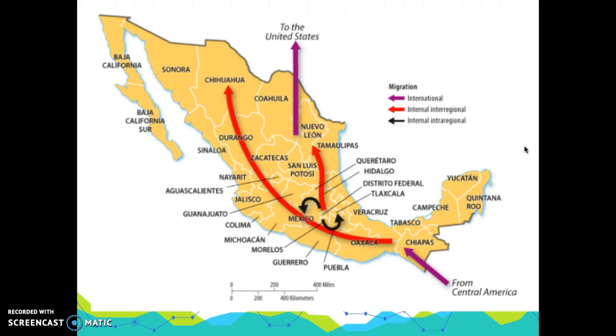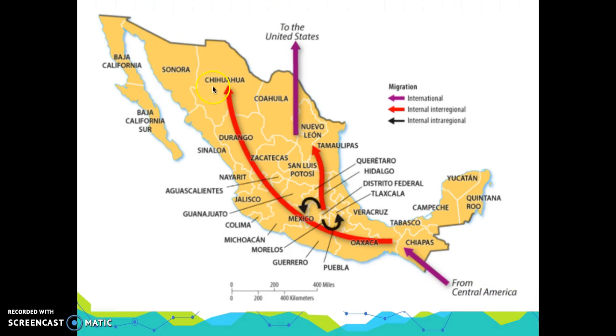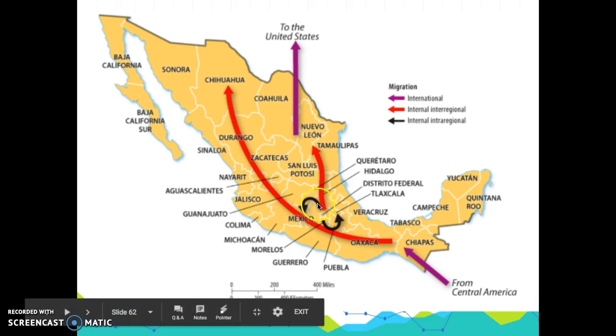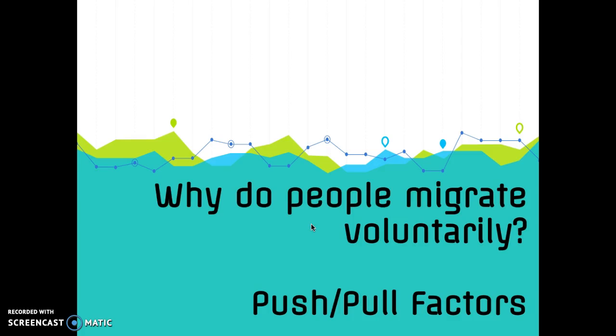Here's another way to think about the different types of migration. They're all depicted here on the same map. You can see our international migration is coming from Central America and then to the United States. You can see internal inter-regionals, these red lines, and then you can see this small movement within this one region, the internal intra-regional movement.